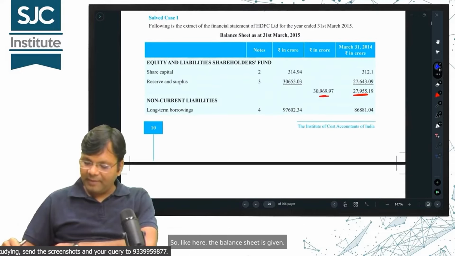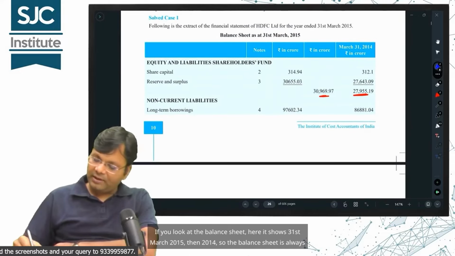So, like here, the balance sheet is given. If you look at the balance sheet, here it shows 31st March 2015, then 2014, so the balance sheet is always made for the last 2 years. As per the rules, you will always get such a balance sheet in real data so that you can compare what has increased and what has decreased. Similarly, you get the P&L statement for 2 years as well. Consider this as 2015 and this as 2014, and after that, the cash flow statement is also for 2 years. This applies to 2015, 2014.